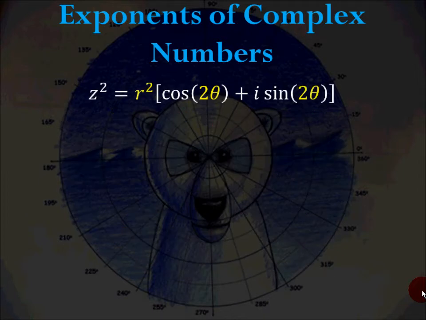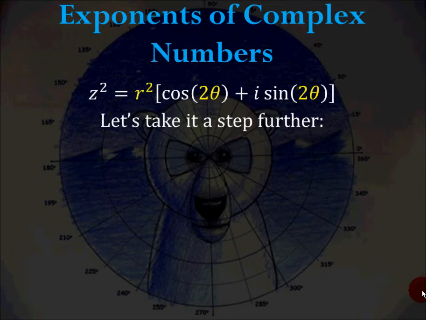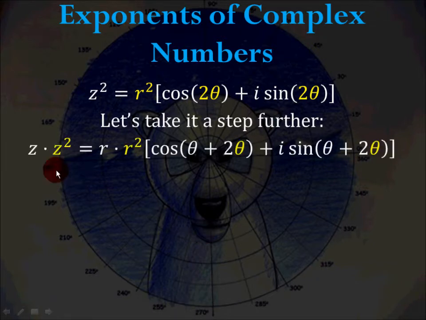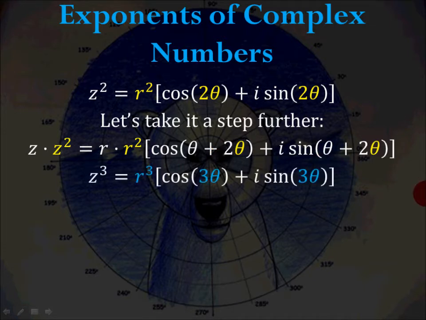Well, let's take this another step further. Let's now multiply that by another Z. So now we have Z times Z squared is R times R squared for the amplitudes, and then cosine of theta plus 2 theta plus i sine theta plus 2 theta, which means Z cubed equals R cubed times the quantity cosine 3 theta plus i sine 3 theta.